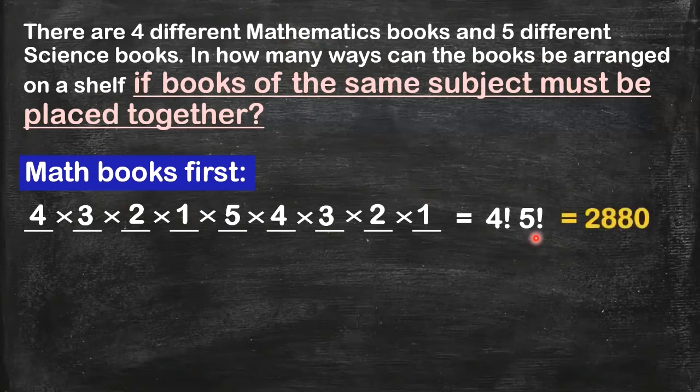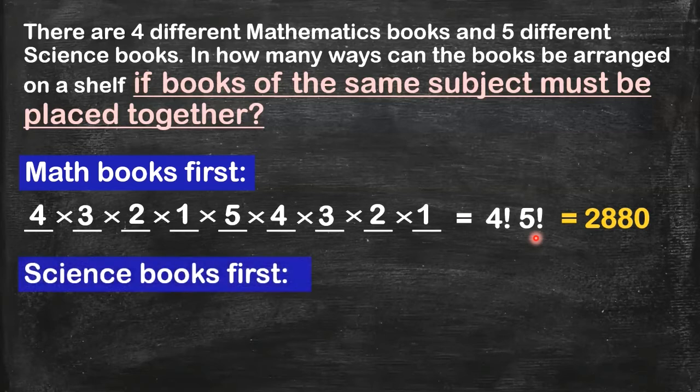And this is equal to 2,880. But this is not yet the final answer, because this 2,880 is the number of ways kapag math books muna. Okay? Let's try the other way. Unahin naman natin ang science books.